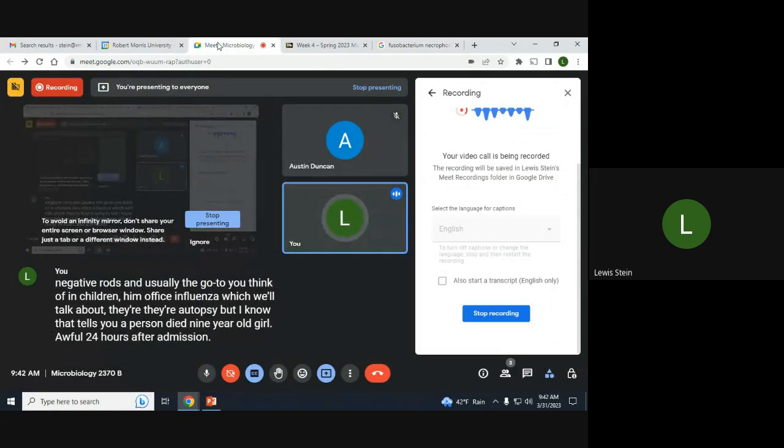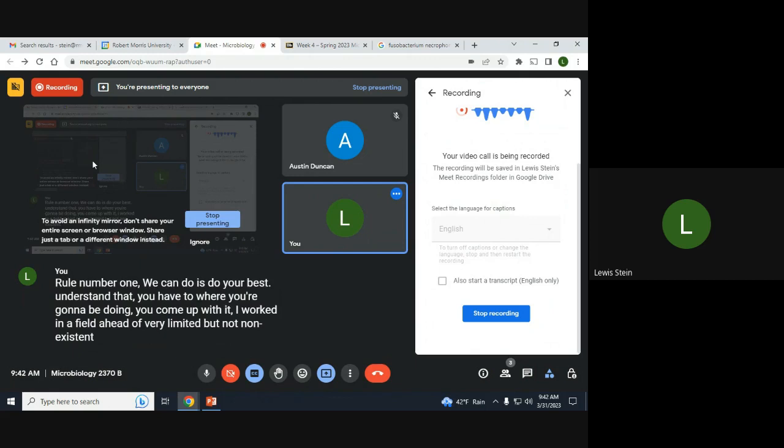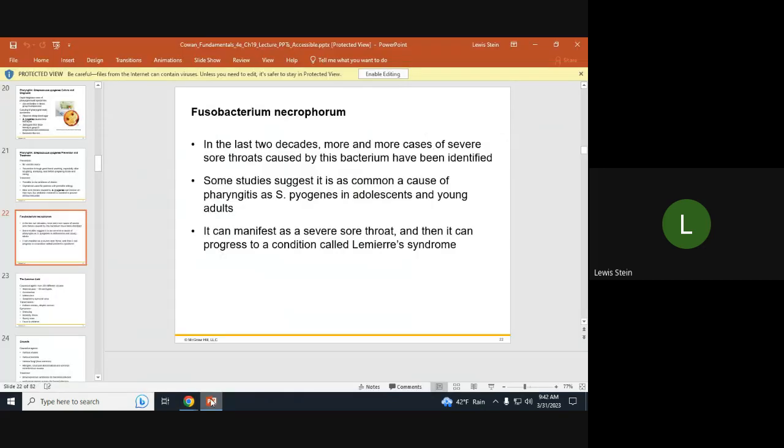Let me acquaint you with rule number 1. When you're in a hospital or in healthcare, people die. Rule number 2, doctors and nurses can't eliminate rule number 1. All you can do is do your best. Understand that, wherever you're going to be working, you have to come to terms with it. I worked in a field that had a very limited, but not non-existent, death factor. I had a lot of diabetics. Diabetics die of infections. So just throwing it out there for everybody.